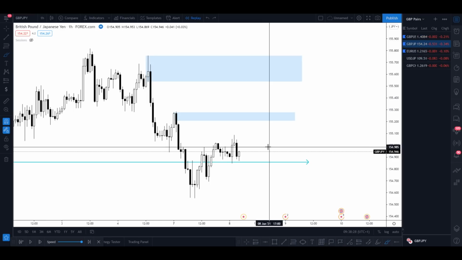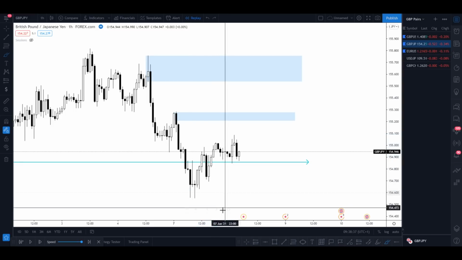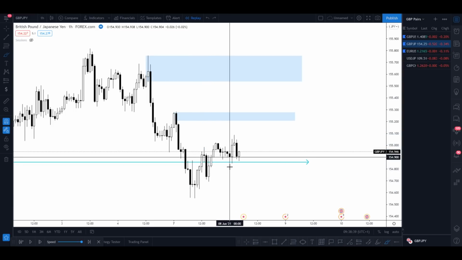People say, oh, psychology is bullshit, but in my opinion, it's not bullshit at all. You have to have that proper patience and discipline. Stick to your analysis. If you keep looking to catch every single move up and every single move down, you're more or less going to end up losing money rather than making money.